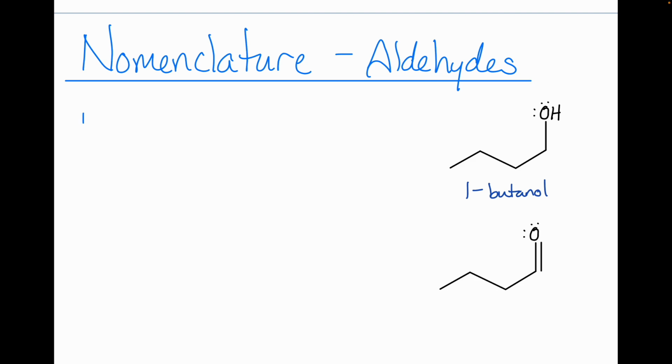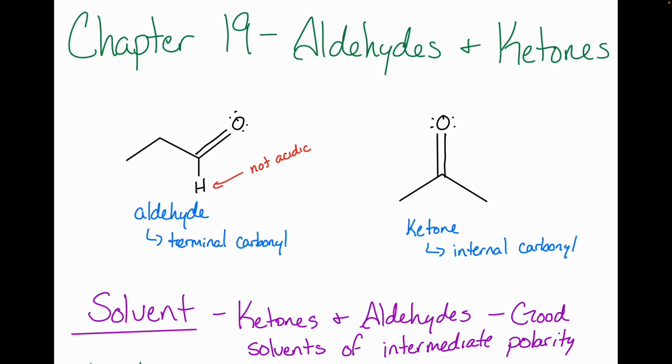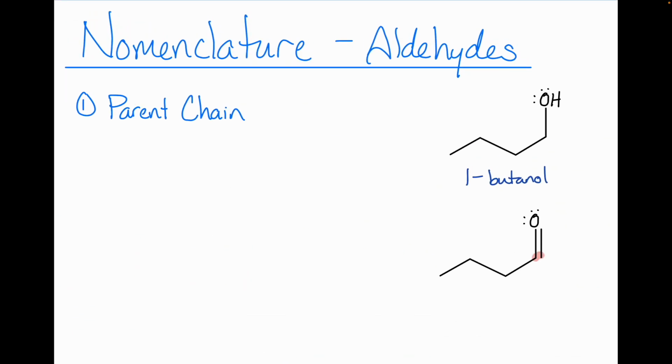All right, so step 1, as always, find and name that parent chain. All right, our longest continuous set of carbons that contains that aldehyde functional group. So in this case here, we have 1, 2, 3, 4 carbons. So we're going to use that prefix "but" to indicate that there are 4 carbons there.